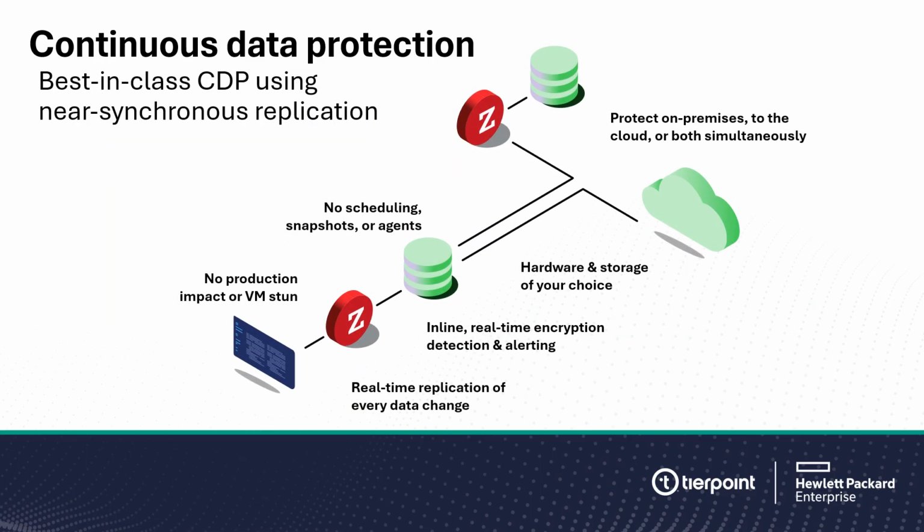Let's talk about what continuous data protection is. Now, with HPE Zerto software, continuous data protection is a combination of three distinct technologies. The first of which is near synchronous replication. Now, that near synchronous replication is the ability to capture changes as they're happening to blocks of data on a workload and then replicate those in real time across to the destination. The destination could be the cloud, it could be another site. Pretty much anywhere with a network connection, you can send that data.